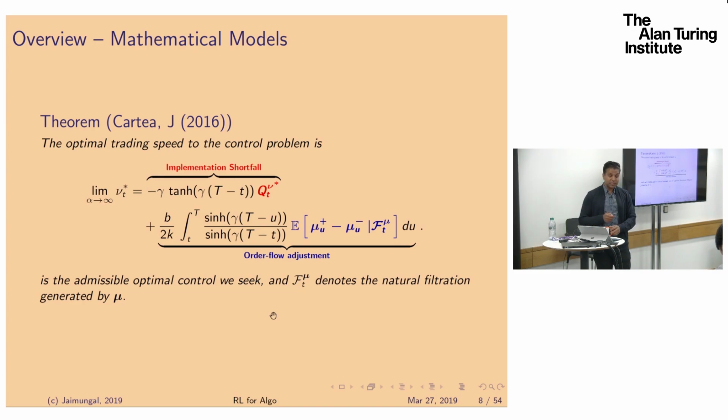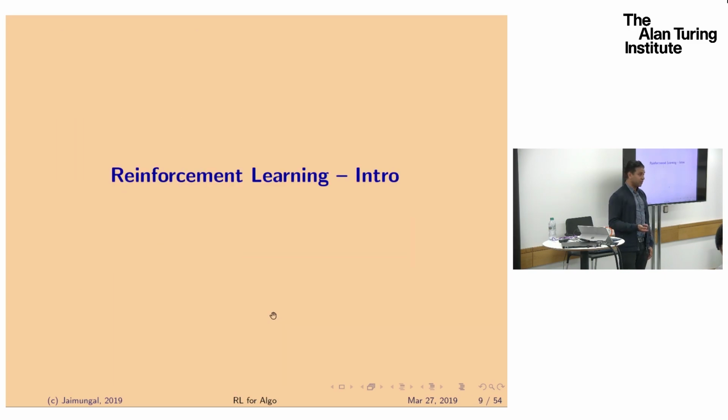Okay, so to answer that question, how do we get away from specifying a specific model? That's where reinforcement learning comes in.